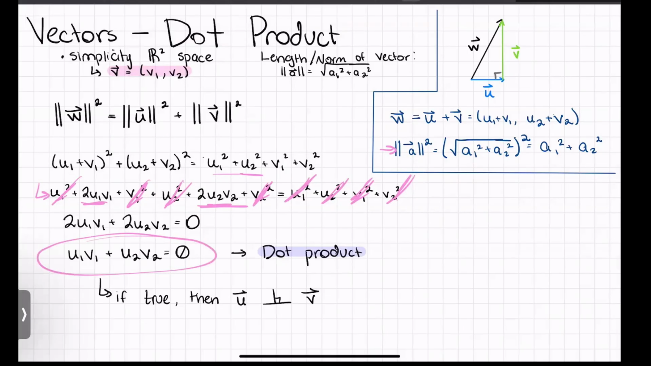And this is the foundation of our dot product. What this is saying is that if this follows, then the vectors u and v must be perpendicular to each other. And why? Because we derived this from the Pythagorean theorem. We just basically rearranged the Pythagorean theorem, and this is how we get our dot product.